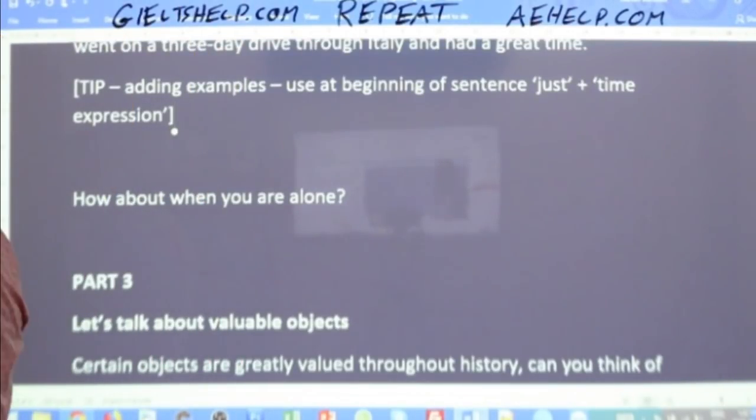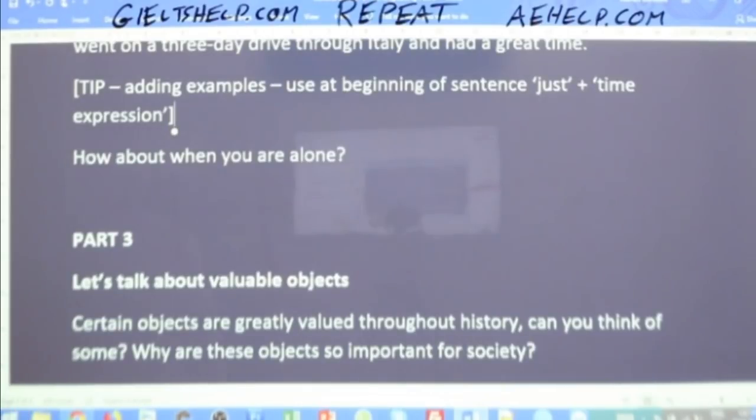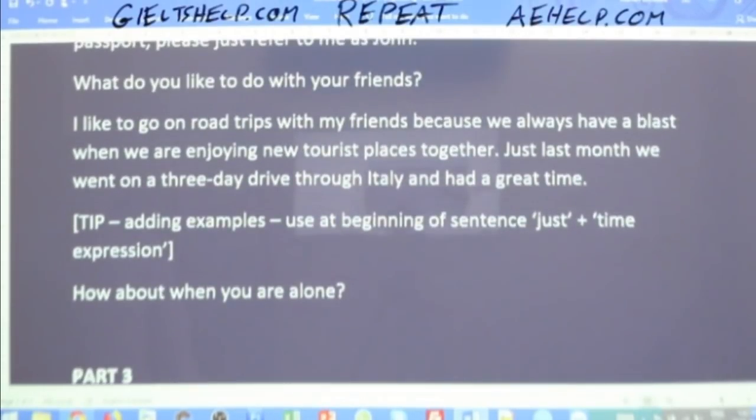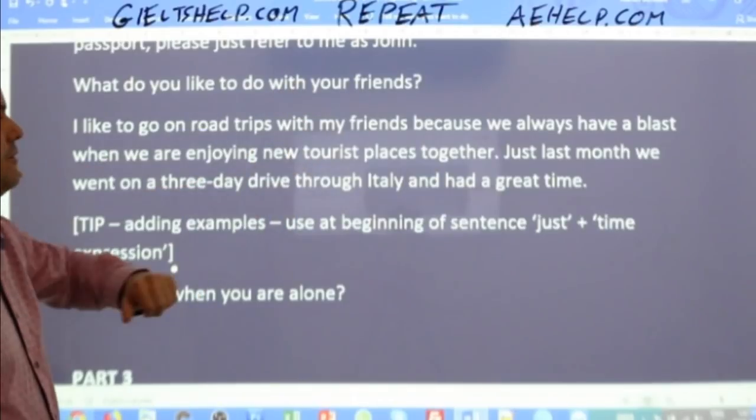Okay, here we go. There's a good chance the examiner will ask you another kind of icebreaker or warm-up question to make you feel comfortable. So they might follow it up with something like, how about when you're alone? Okay, so remember the first question? What do you like to do with your friends?